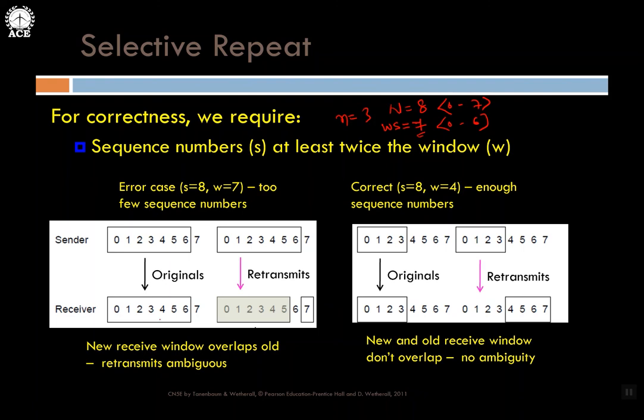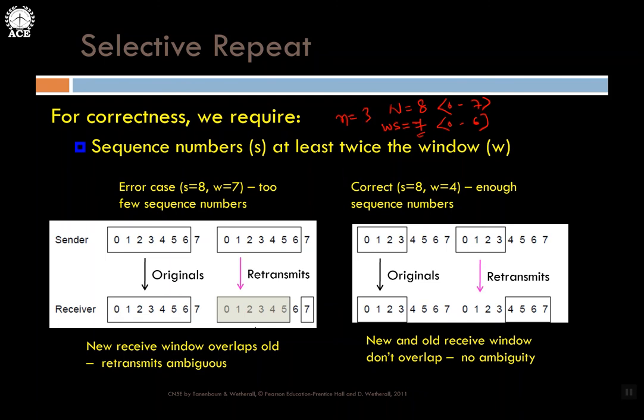After, because the receiver has sent the acknowledgement for 6, it will slide the window to the next 7. So starting from 7, 0, 1, 2, 3, 4, 5, this will be the next window. So 7, 0, 1, 2, 3, 4, 5.